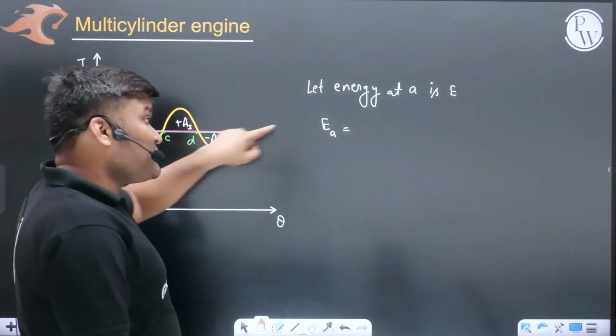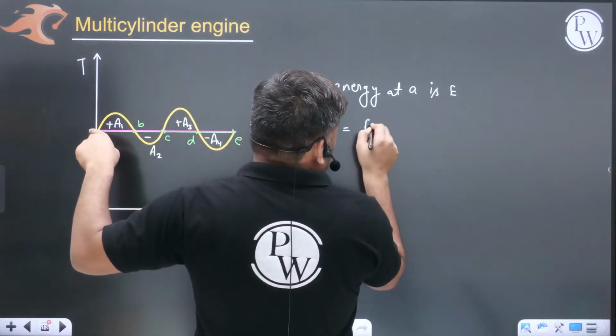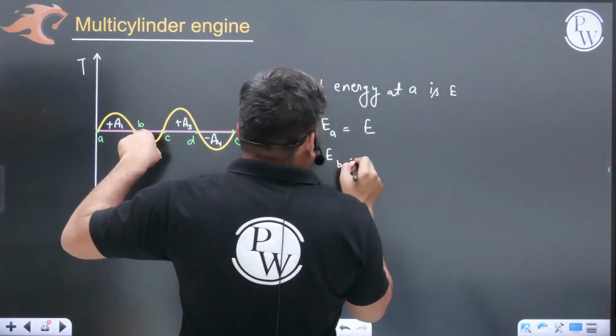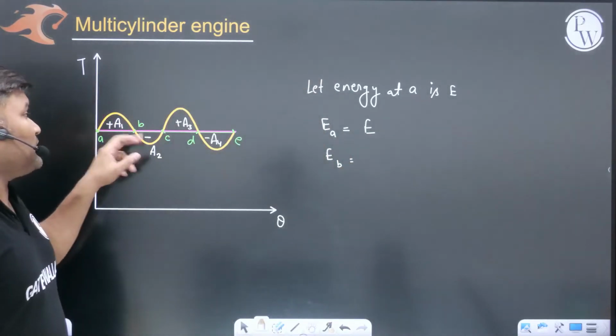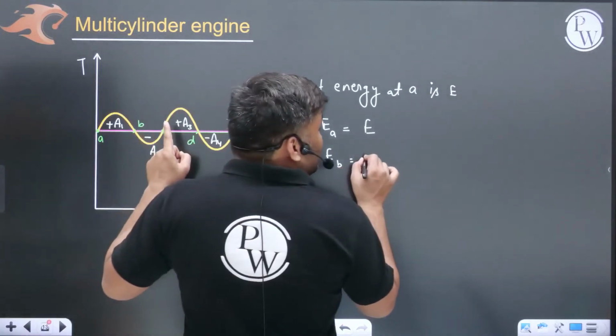तो फ्लाईव्हील इज हैविंग दिस मच अमाउंट ऑफ एनर्जी, एनर्जी एट A, फ्लाईव्हील का एनर्जी एट A, हाउ मच सर? E. एट B पॉइंट कितना हो जाएगा? एनर्जी एट B विल बी हाउ मच सर? फ्रॉम हेयर टू हेयर फ्लाईव्हील हैज एब्जॉर्ब दिस मच अमाउंट ऑफ एनर्जी, A1 एनर्जी एब्जॉर्ब किया है, तो E प्लस A1 हो जाएगा.